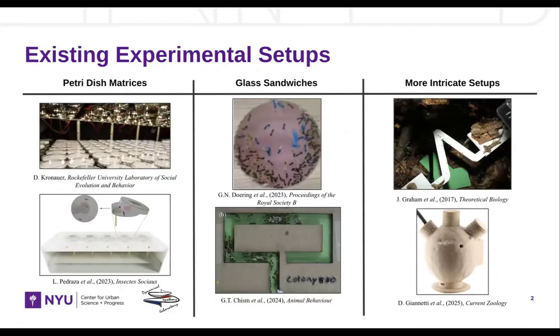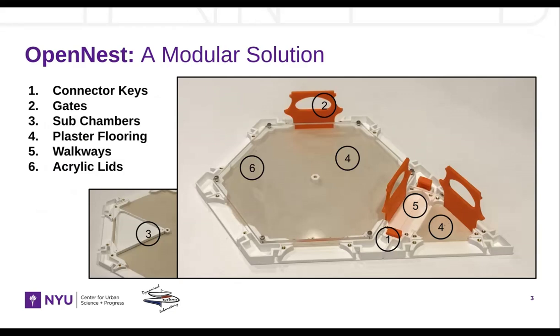Current setups for 2D ant observation largely utilize Petri dish matrices for large-scale observation of colonies in parallel, glass sandwiches allowing for custom nest geometries, and more intricate setups where nests are built for specific behaviors. While it is impossible to replace all of these builds with a single solution, our project is focused on providing researchers with a modular platform that can be adapted to a range of experiments. OpenNest is our modular solution and provides researchers with a toolbox to build unique and effective experiments.